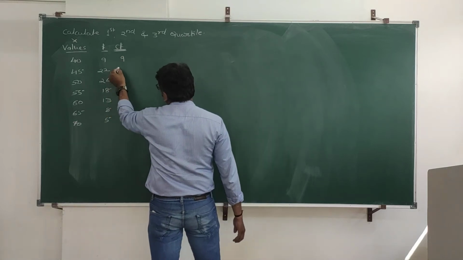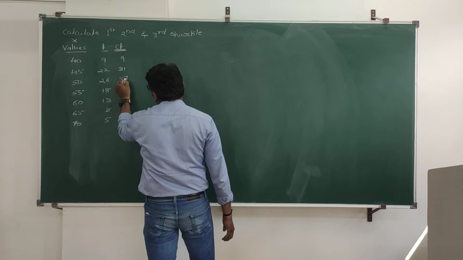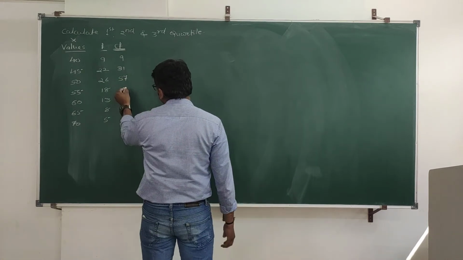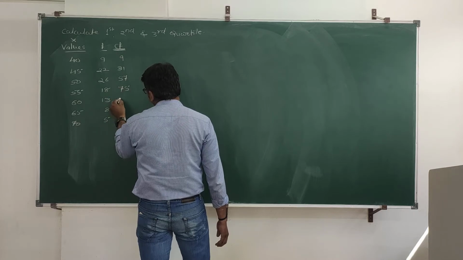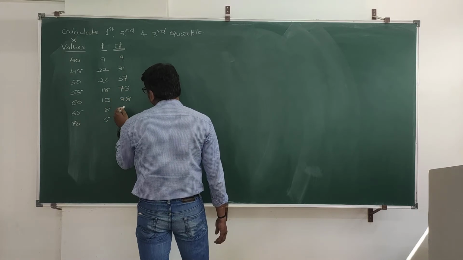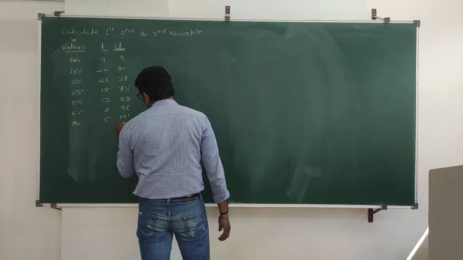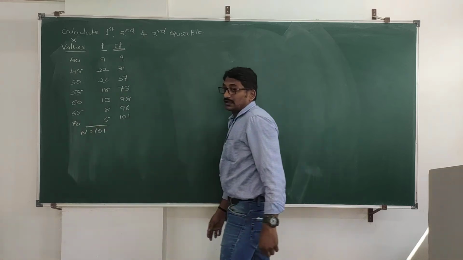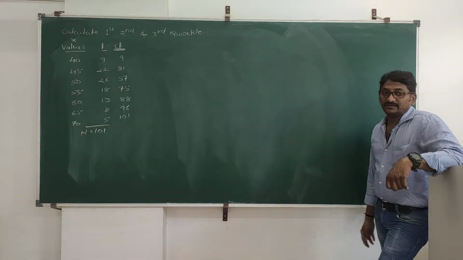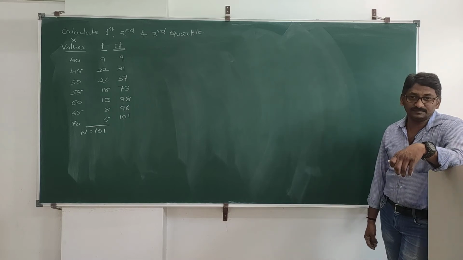9 plus 22 is 31. 31 plus 26 is 57. 57 plus 18, 75. 75 plus 13 is 88. 88 plus 8, 96 plus 5, 101. Means your n value must be 101. And this is the only column required to calculate quartiles.